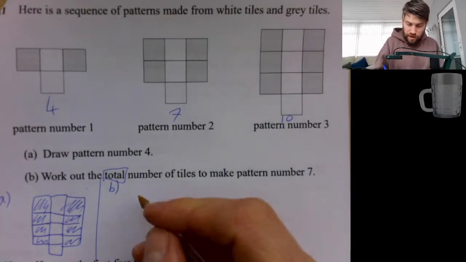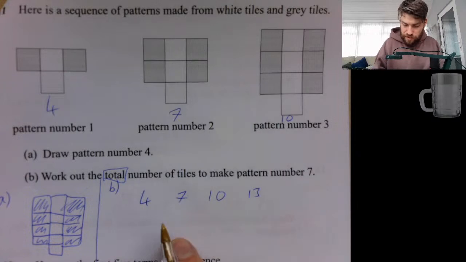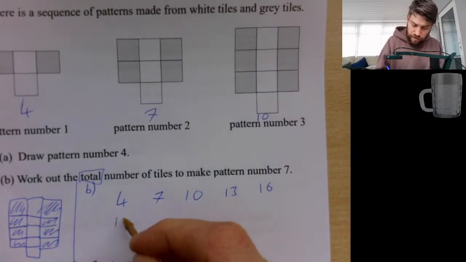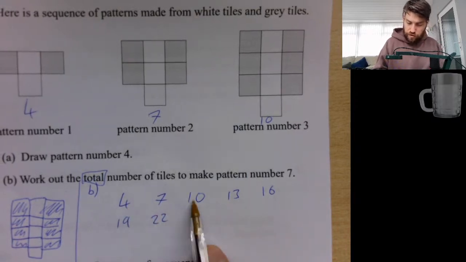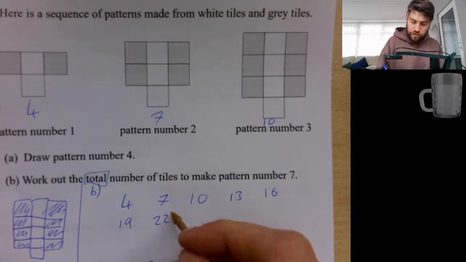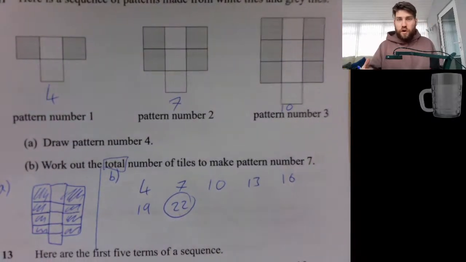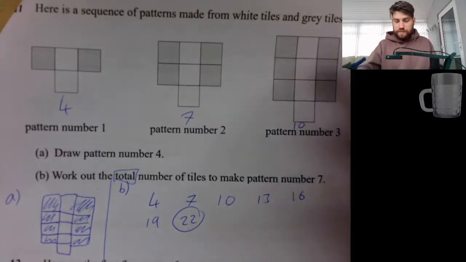So then to get pattern number 7, we know it's going 4, 7, 10, 13, so I'm up to 4 now. 16, that's the 5th one. 19, and then 22. 1, 2, 3, 4, 5, 6, 7. So it's going to be 22. Right. Try not to overcomplicate these questions, okay? Sometimes read the question, read it over again.